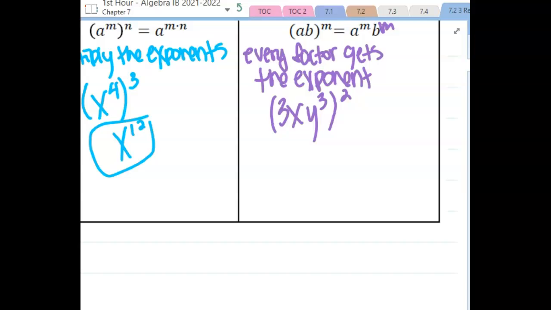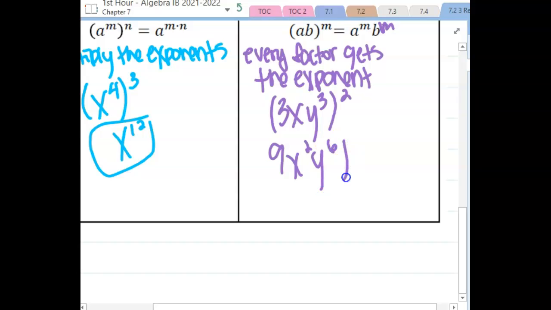You take 3 times 3, which is the same thing as 3 squared, which is 9. And you would have x times x, which is the same thing as x squared. And then you would take y cubed times y cubed, which if you were to write it out like that, you'd actually do 3 plus 3. But this is the rule, that rule, right? 3 times 2, you have a y to the 6th. Okay, those are our rules to review today.